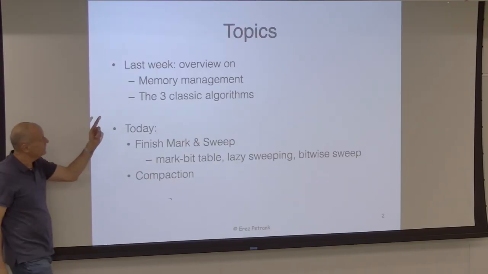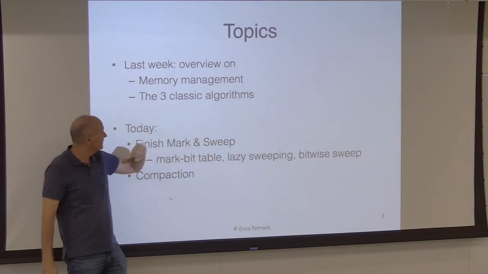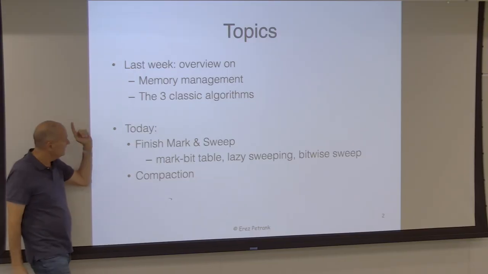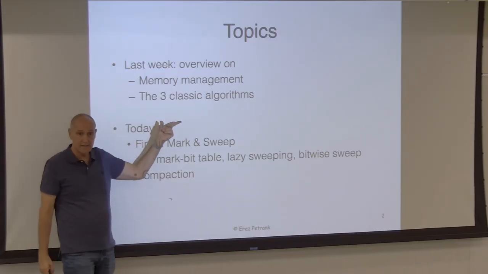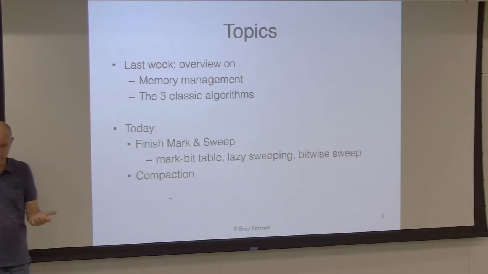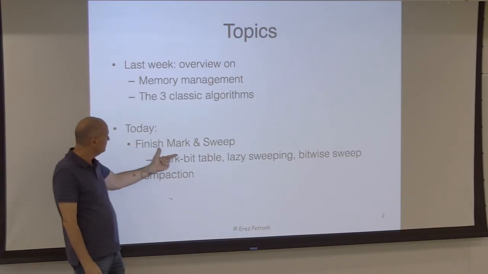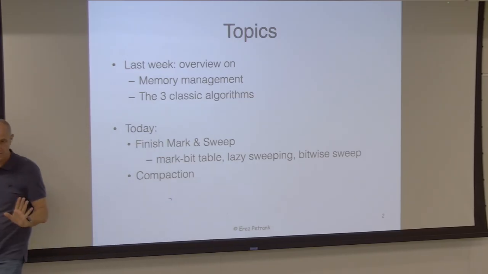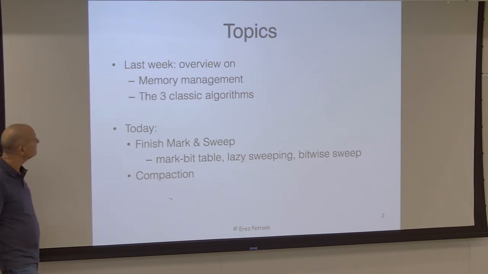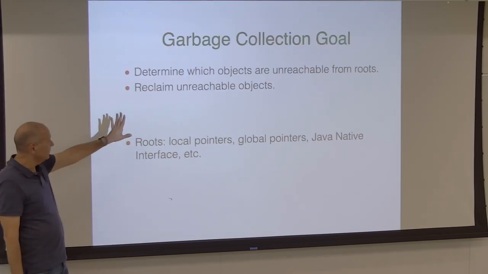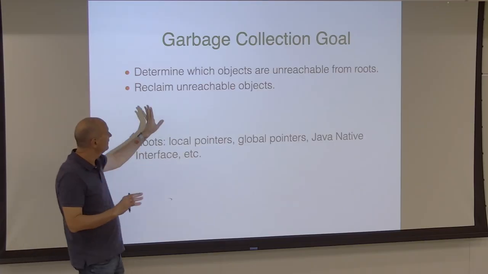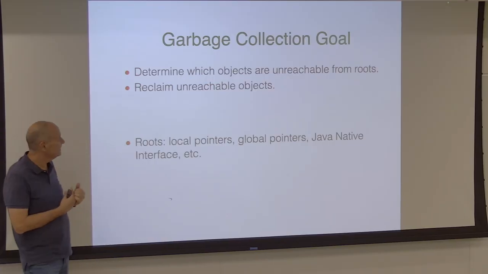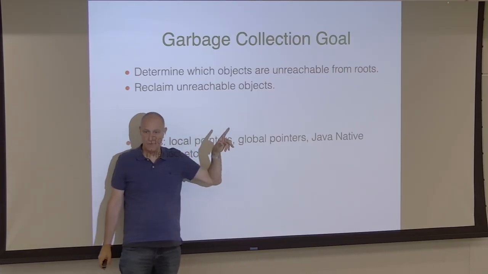So last week we did an overview on memory management and went over the three classical algorithms, and then we did some mark sweep details, and we're going to finish that now. We're going to finish mark sweep, and then the main thing is compaction, which we'll cover this week. Remember, the garbage collection goal is to find which objects are reachable or unreachable from the roots, and then we want to reclaim all those that are unreachable.